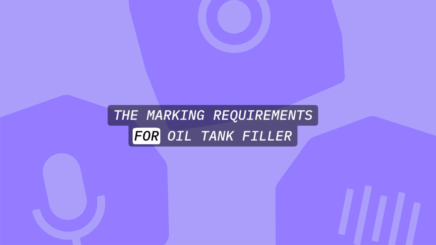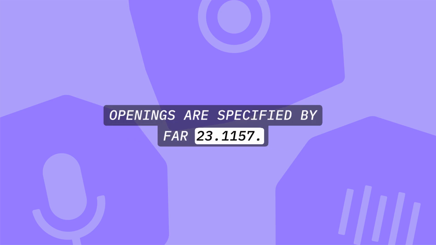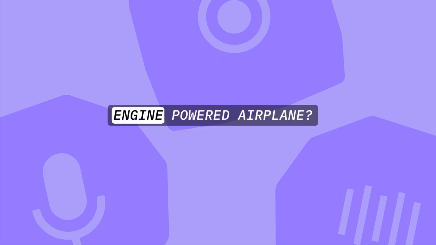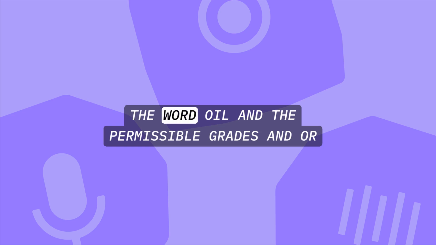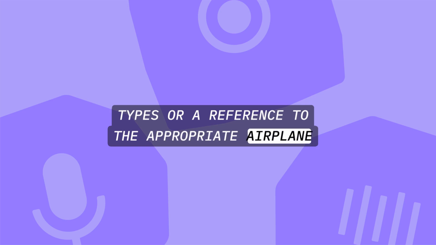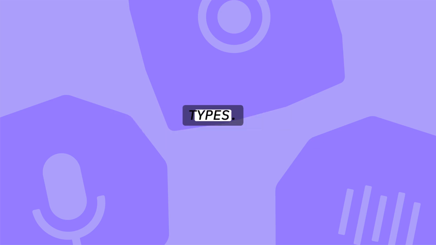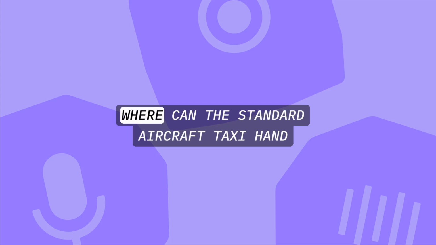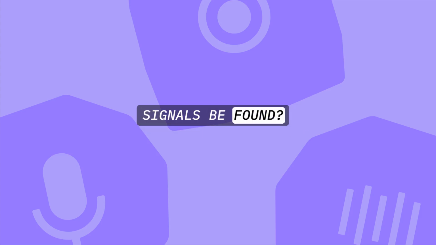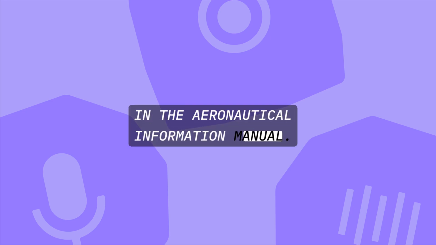The marking requirements for oil tank filler openings are specified by FAR 23.1157. What markings are required for a piston engine powered airplane? The word oil and the permissible grades and/or types, or a reference to the appropriate airplane flight manual for permissible grades and/or types. Where can the standard aircraft taxi hand signals be found? In the Aeronautical Information Manual, AIM.